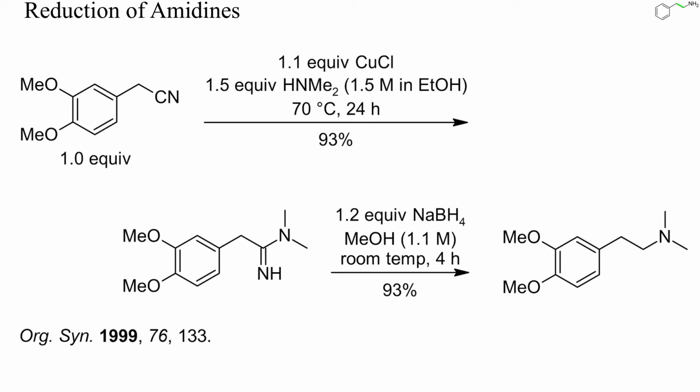Nitriles can also be first converted into amidines and then reduced to amines with sodium borohydride. Amines do not readily add to nitriles, and here a slight excess of copper chloride was required to bring about amidine formation.